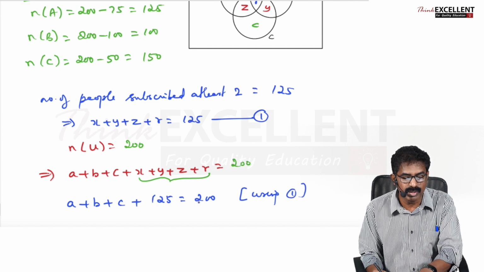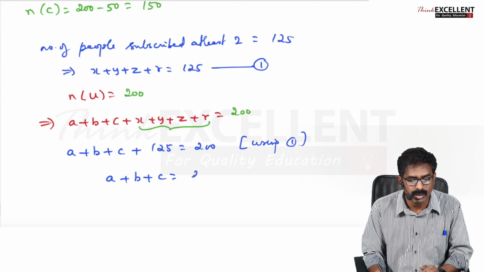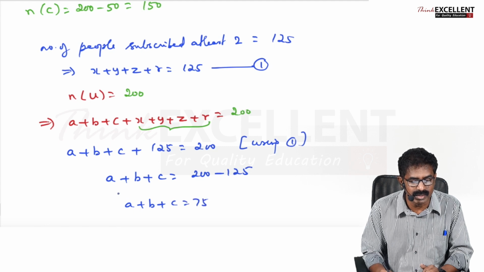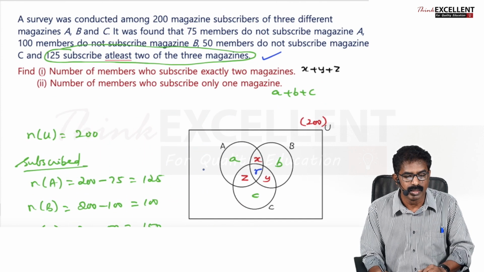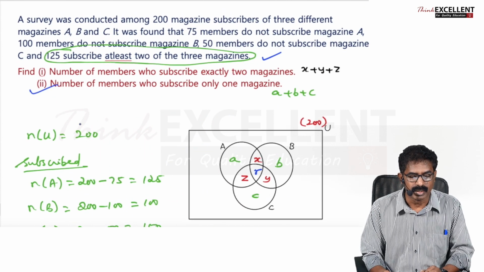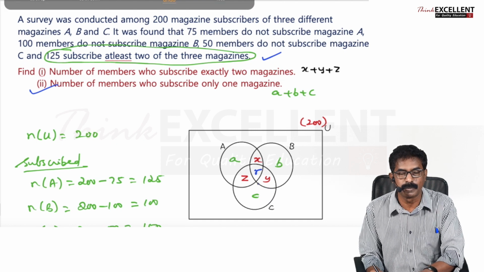Now take this 125 to the right side. You will get one answer. A plus B plus C equal to 200 minus 125. That is A plus B plus C equal to 75. This is the answer for which one? A plus B plus C, the second one: number of members subscribing to only one magazine. That is A plus B plus C, and you got it, 75, right?